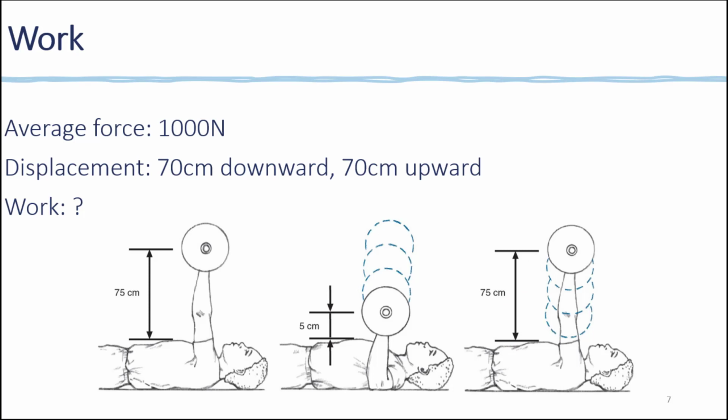The average force exerted on the barbell by the lifter while lowering the weight is 1,000 newtons upwards. The average force exerted by the lifter while raising the weight is also 1,000 newtons upwards. So that means that the average force exerted on the barbell by the lifter is 1,000 newtons for the whole lift. The question is, how much work did the lifter do on the barbell from the start until the finish of the lift? So feel free, and actually I encourage you, to try solving this question on your own before moving to the next slide or before continuing the video.